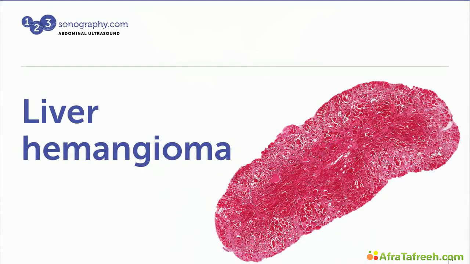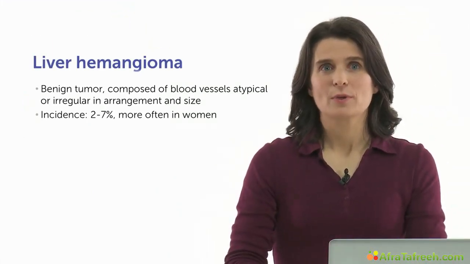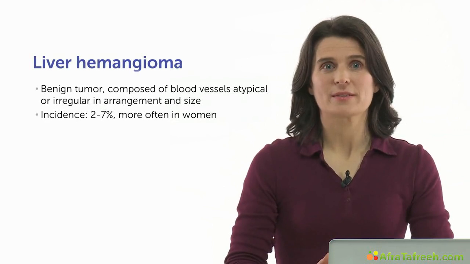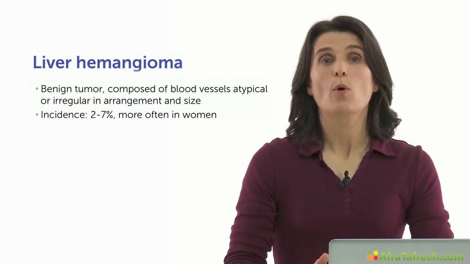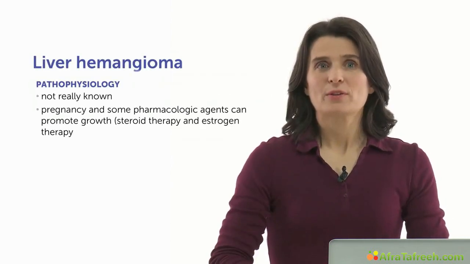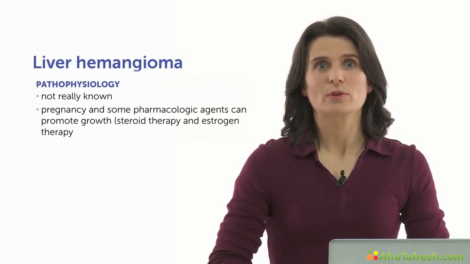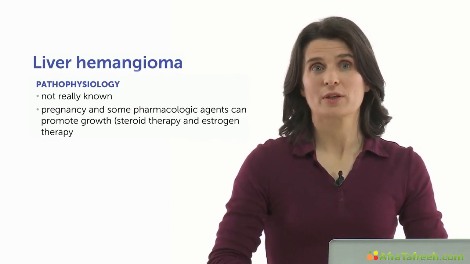Now, let's get on with our first focal liver pathology, a harmless one, the liver hemangioma. The liver hemangioma is a benign tumor composed of blood vessels that are atypical or irregular in arrangement and size. Its incidence varies from 2 to 7%, and it appears clearly more often in women. The pathophysiology is not really clear, but it is known that pregnancy and some pharmacologic agents like steroid or estrogen therapy can promote growth of liver hemangiomas.